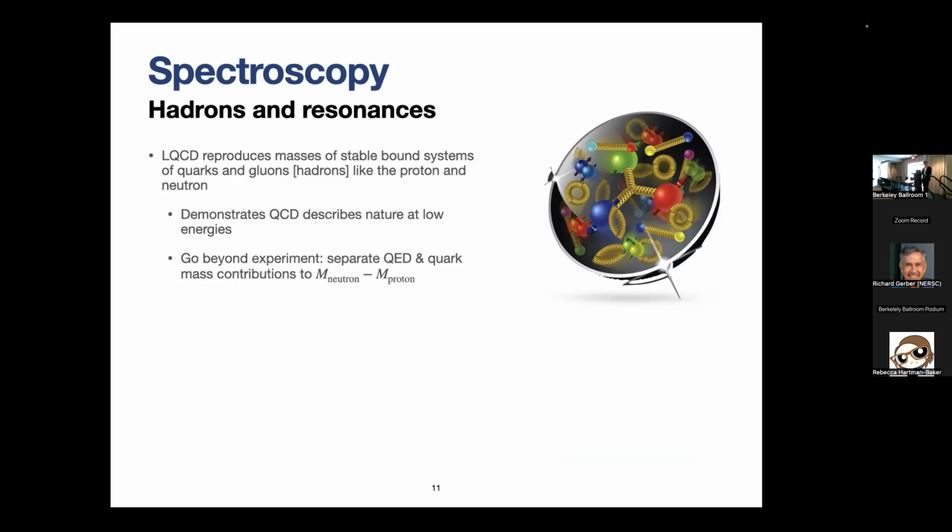So, for example, you can separate the difference between the proton and neutron mass into its electromagnetic contributions and its quark mass difference contributions.